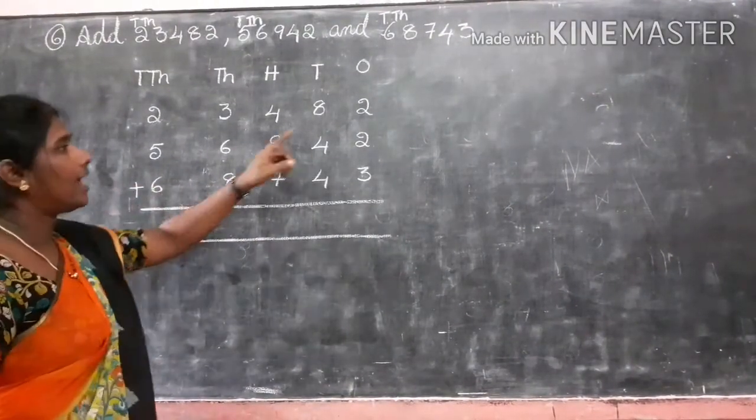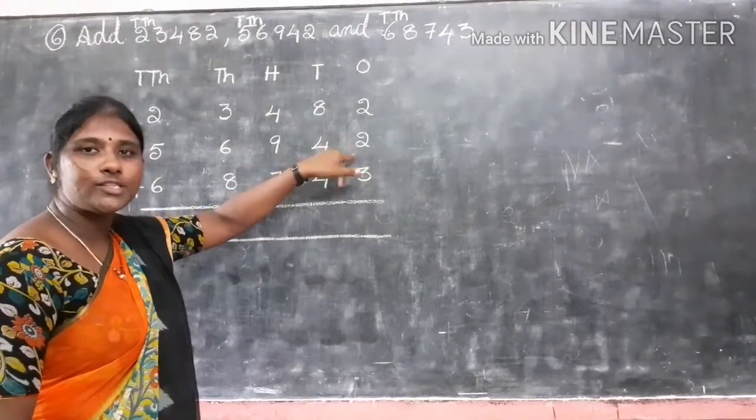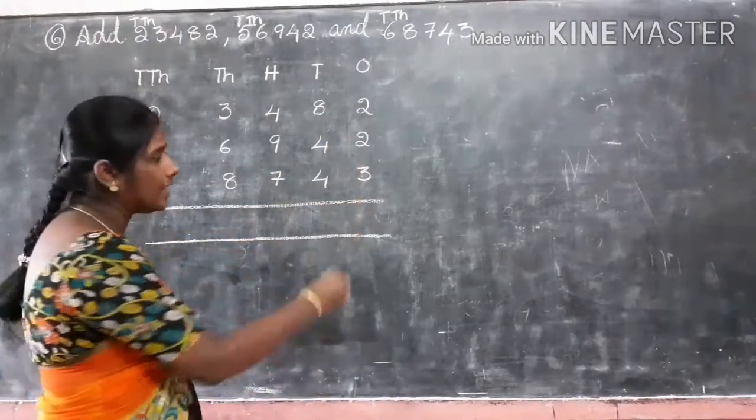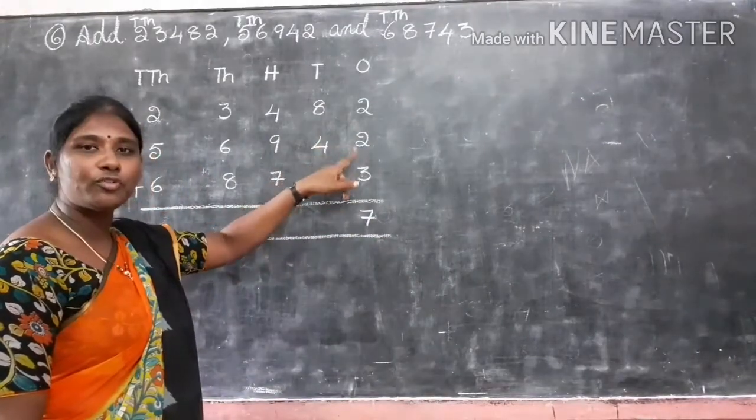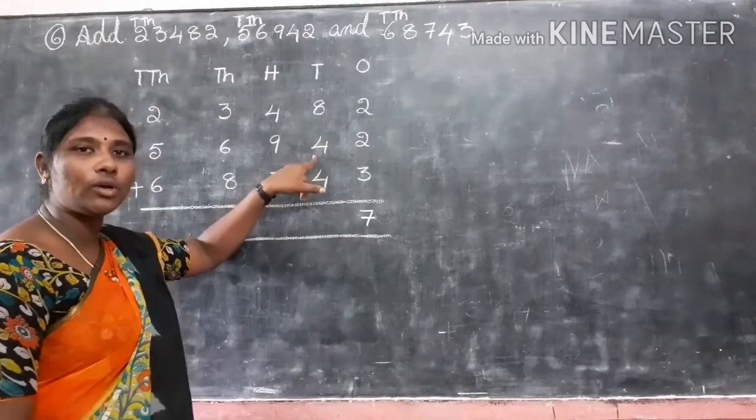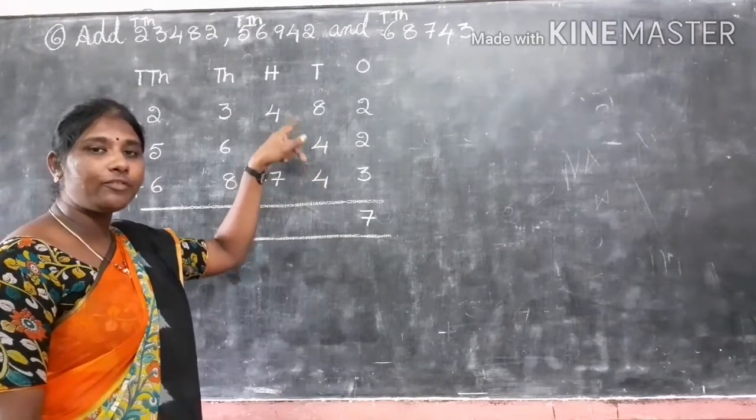Do the addition. Add. 2 plus 2, how much? 4. 4 plus 3? 7. 2 plus 2 is 4. 4 plus 3, sir. Next, 8 plus 4. 8 is 8, after that 4.